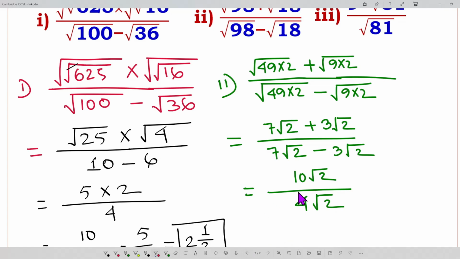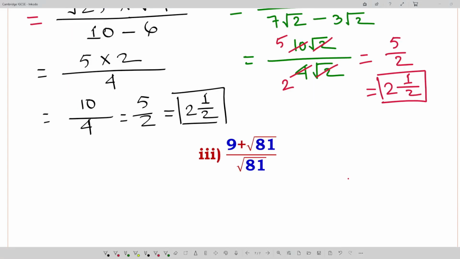So we can cancel this root 2. 10 we can divide by 2, so here is 5. 4 we can divide by 2, here is a 2. So we get 5 by 2. The answer is also similar to question 1, which is 5 by 2, it means 2 1 by 2.